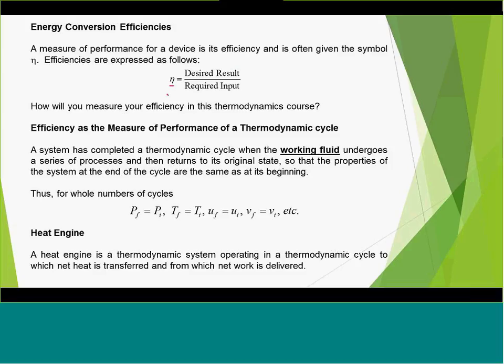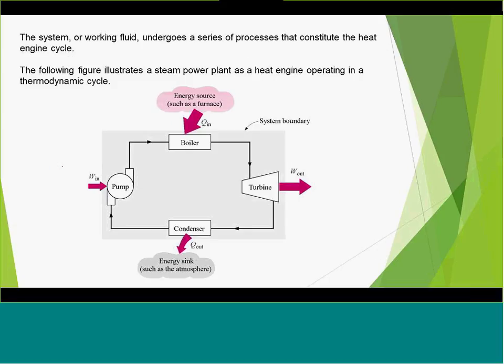Eta, the symbol, is the desired result divided by the required input. So how will you measure your efficiency in thermodynamics? Basically, the working fluid undergoes a series of processes and returns to its original state. So the cycle ends as it begins. That gives you the heat engine. Let's say a system within a system: the boiler, the turbine, the condenser, and the pump, in a refrigerator system or steam power plant.